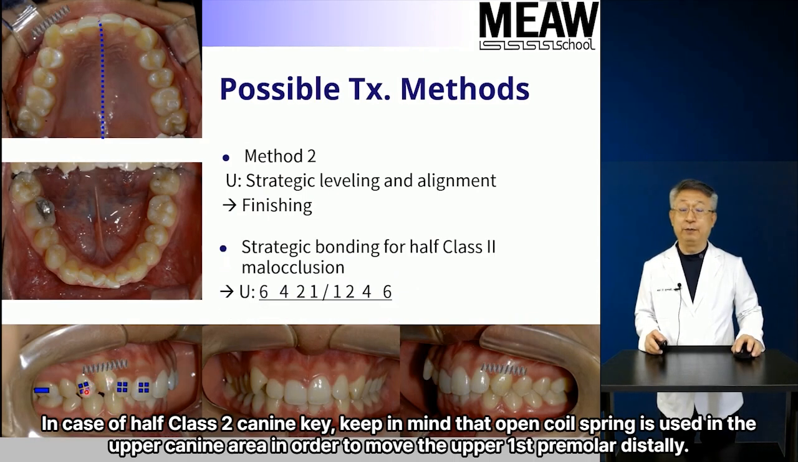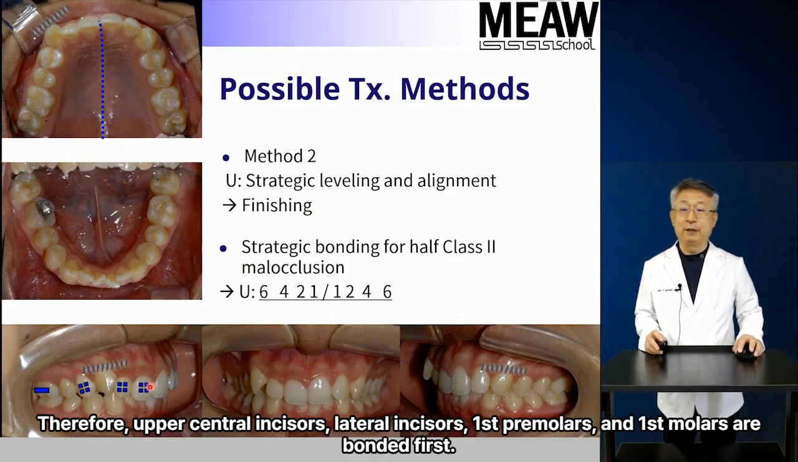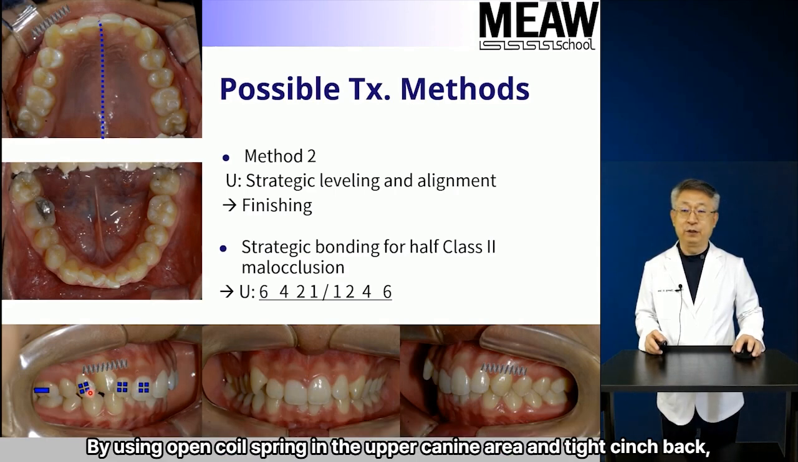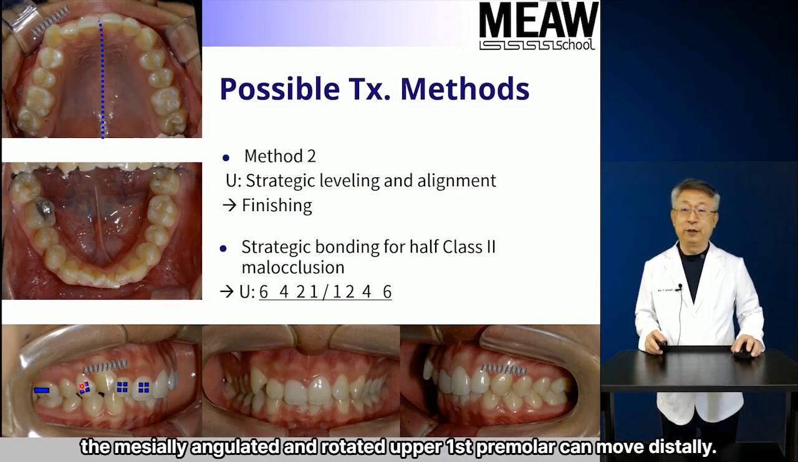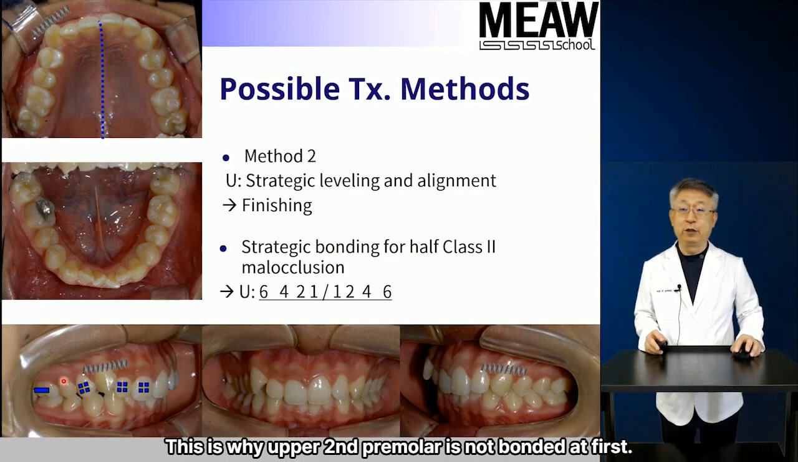In case of half class 2 canine key, keep in mind that open coil spring is used in the upper canine area in order to move the upper first premolar distally. Therefore, upper central incisors, lateral incisors, first premolars, and first molars are bonded first. By using open coil spring in the upper canine area and tight cinch back, the mesially angulated and rotated upper first premolar can move distally. This is why upper second premolar is not bonded at first.